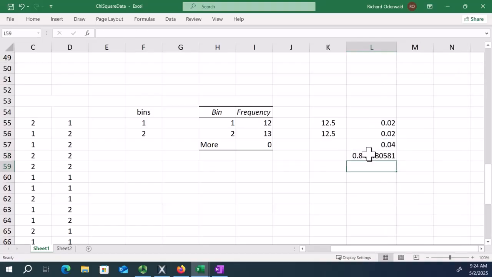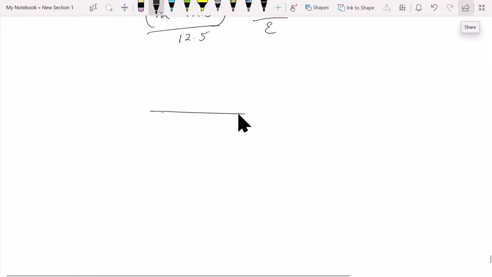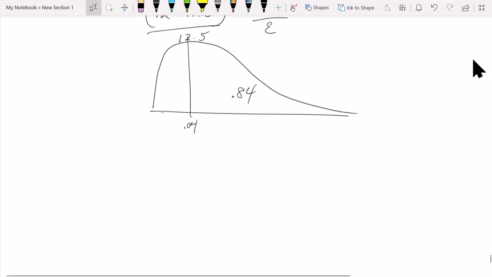And this is where the actual p-value, this is 0.84 for mine. So I do the chi-square. Looks like this. Here is 0.04. The area in the tail, in the right tail, is 84%. I'm nowhere near a rejection region.